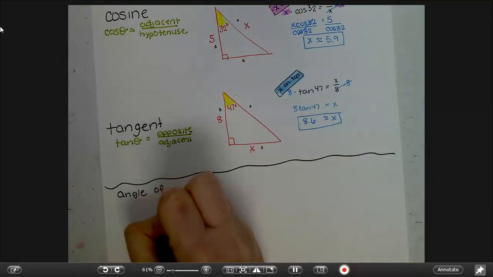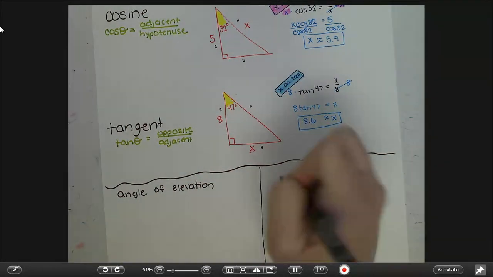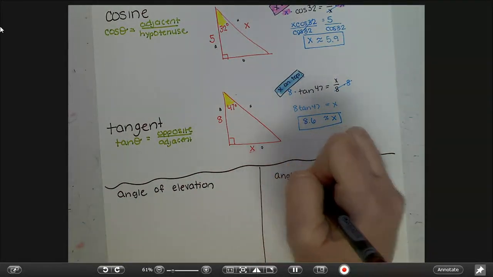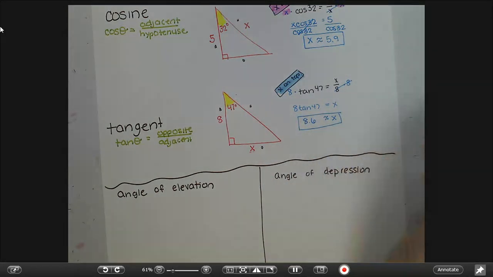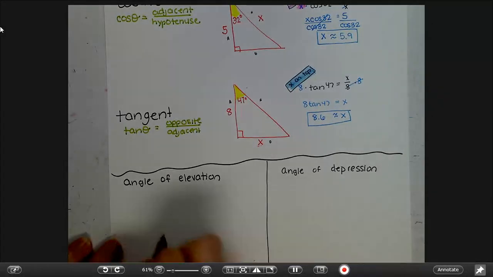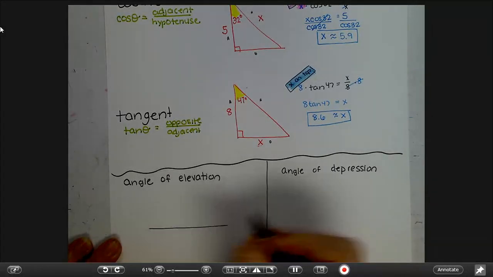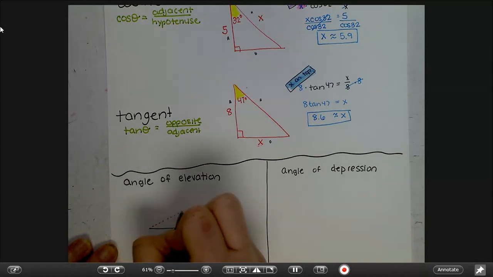Angle of elevation, angle of depression. So these are actually word problem situations, and you'll see them a lot. So you just need to be able to draw a picture and understand what it means. So for angle of elevation, I always think about like an airplane taking off or something. So you have your runway, and your airplane is coming, and then it takes off, and it goes like this, boop, boop, boop, boop, boop, right? Your airplane takes off.